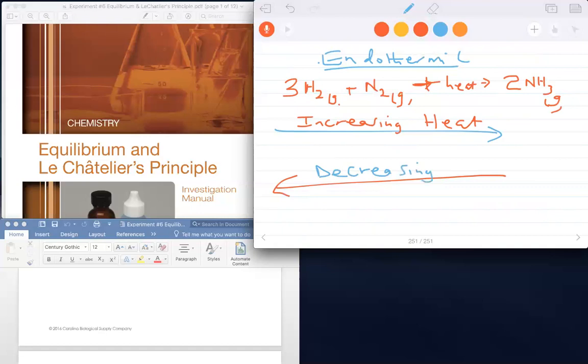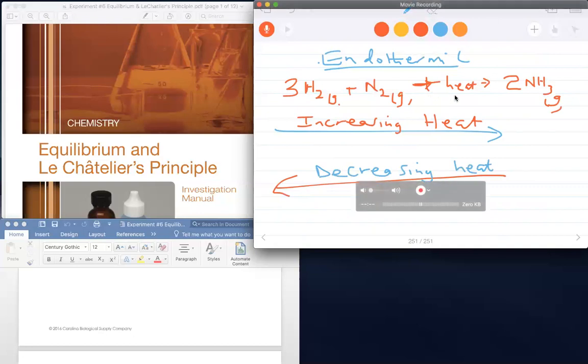Decreasing the heat, it will shift in that direction. We treat heat as if it is a reagent in an exothermic reaction, and the system will shift either way depending on what you are doing with the heat. This is changing in temperature. Is it going to shift in this direction? If you are increasing, yes. If you are decreasing, it will shift in this direction.